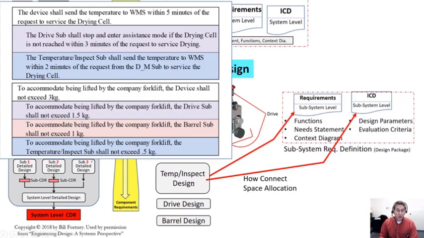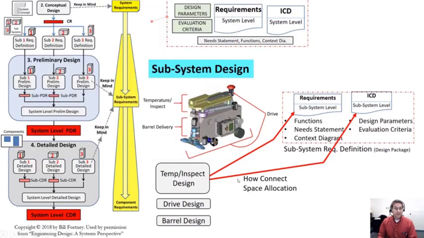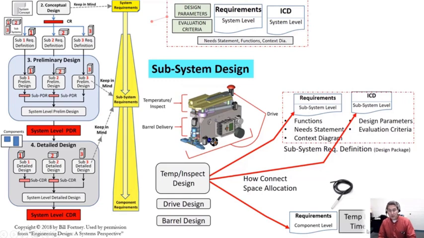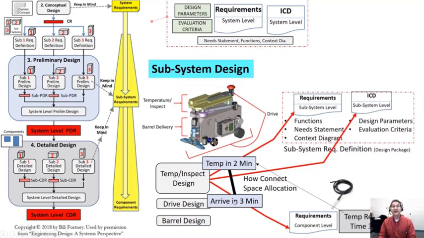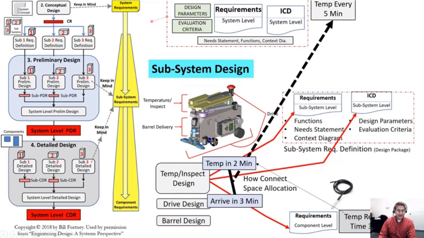The other thing that we're going to do as we're working, we're going to come across interfaces. When we do, we document those in our ICD. We're for sure going to have to document how we connect to other subsystems and our space allocation with those. Also, while we're doing the detailed design, we're going to come across situations where we need a component requirement like the temperature response. Specifying that temperature response is what allowed us, as we were designing this, to be able to make sure we took the temperature in 2 minutes. That, along with drive being able to get there in 3 minutes, is what allowed us to meet the system level need. So we saw before it traveling down.